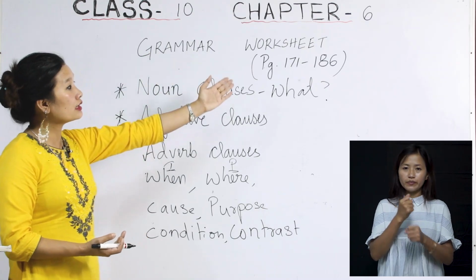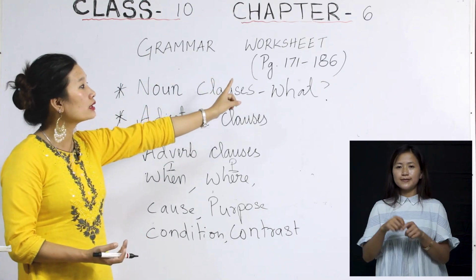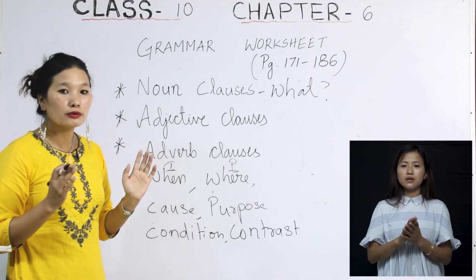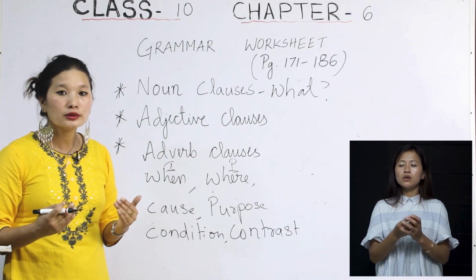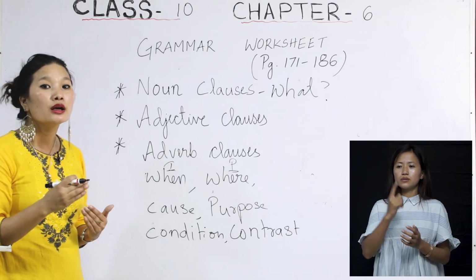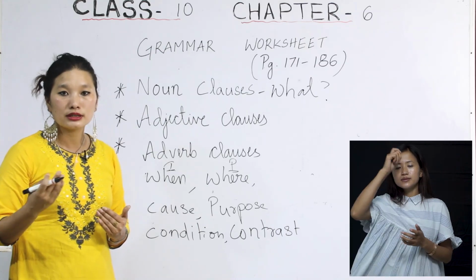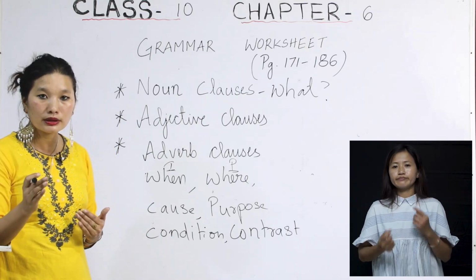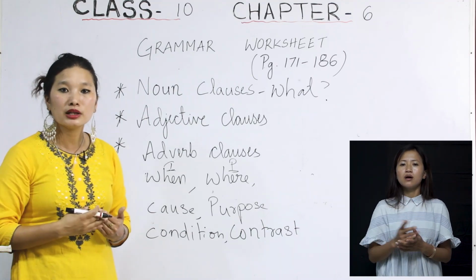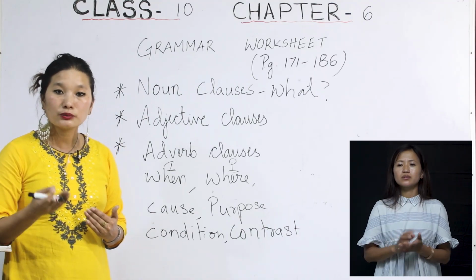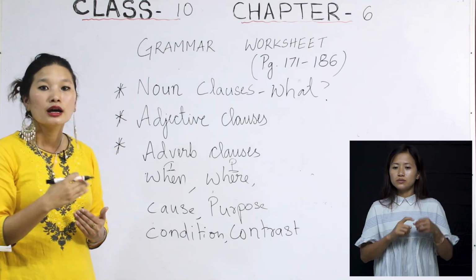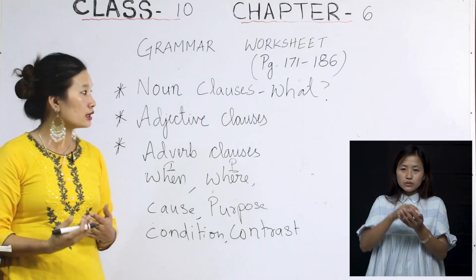In Grammar Worksheet 6, that is in page number 171 to 186, you will find a noun clause. A noun clause is a group of words which does the work of a noun. And if you are confused with it, you can ask the question what. Example, what the English teacher said was inspiring. So what was inspiring? What the English teacher said, right? Or how he became a millionaire was a mystery. What was a mystery? You put the question what, okay, and then you will get the answer. And those types of clauses are called a noun clause.